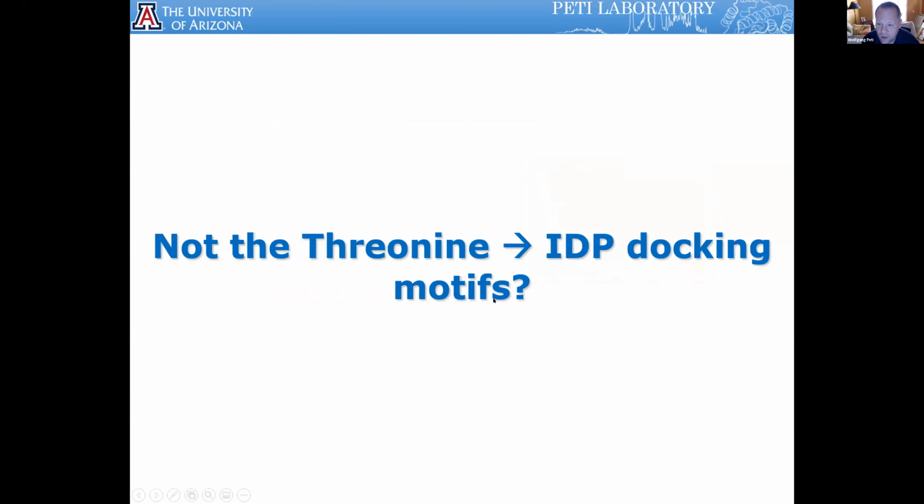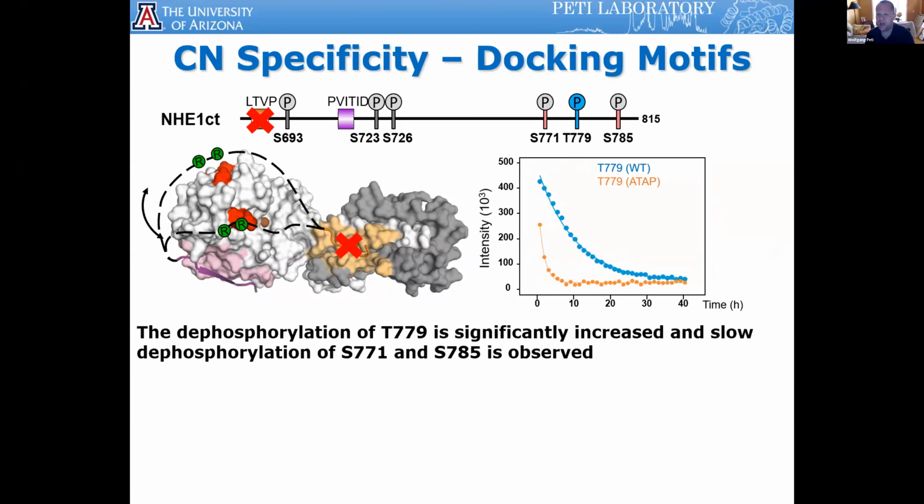So the other question that we have has to do with the LXVP and the PxIxIT site, the docking motifs. Are these just motifs that try to draw it in and allow for the phosphorylation to happen, or are they also important for selectivity?